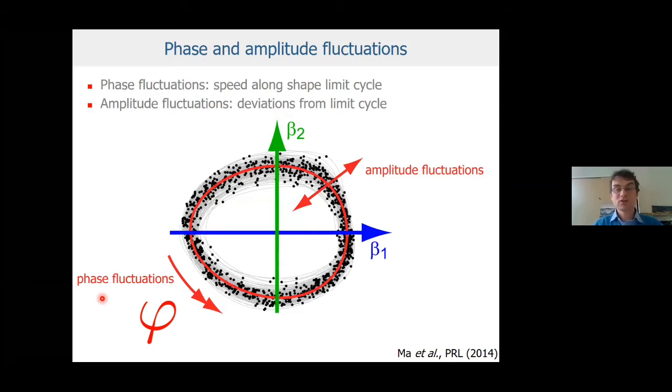But there are also phase fluctuations, meaning that if we track how fast these shape points run around the limit cycle, we find that on average they move along this closed orbit with a speed given by the frequency of flagellar beating, of course. But if we look closely, we find that the speed fluctuates a bit, and these represent phase fluctuations that will later be important when we talk about synchronization of cilia.